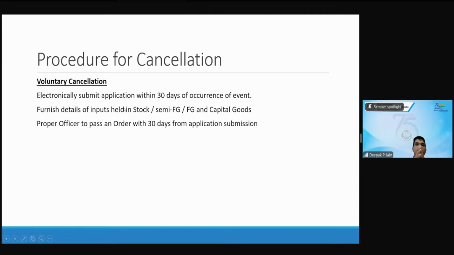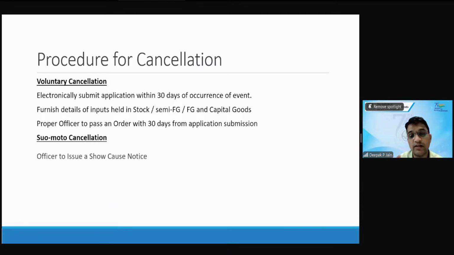Why you have to give stock details? क्योंकि इन स्टॉक के ऊपर आपने जो क्रेडिट लिया है और आज सेल नहीं कर रहे हो, तो the credit benefit what is being given to you, उसे आपको रिवर्स करना पड़ेगा। That is the reason. Whatever is the stock, all the stocks, stock of raw materials, semi-finished goods, finished goods, and capital goods. All of this, you have to give the detail and calculate the ITC on this and reverse it. And the officer will pass an order within 30 days.